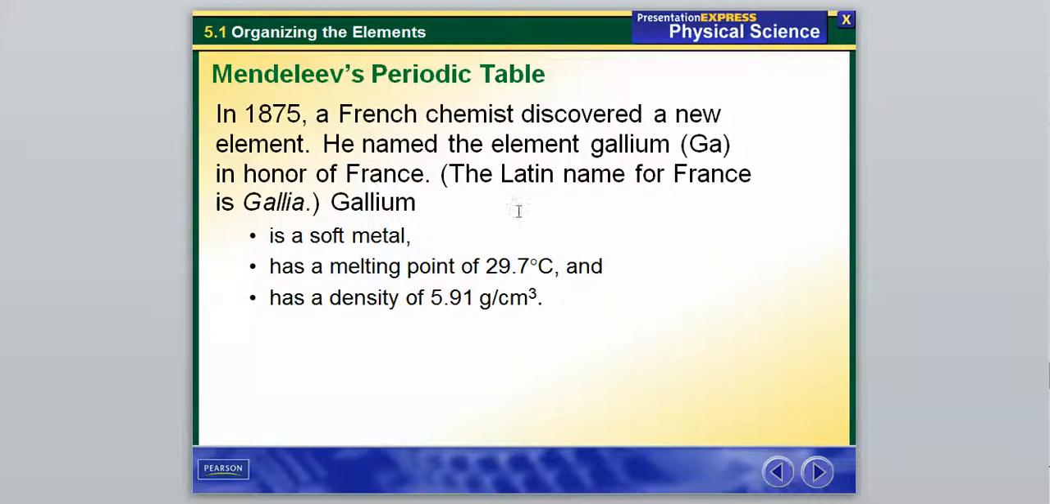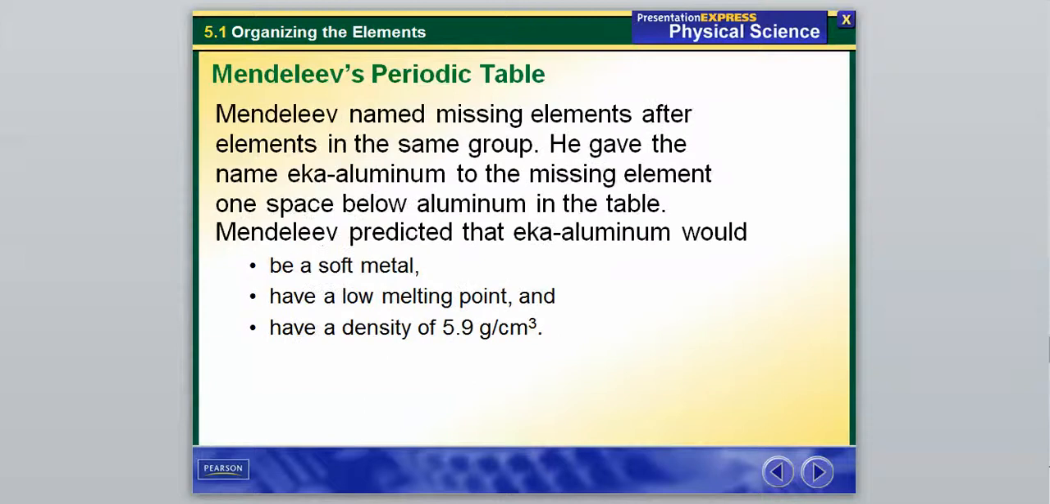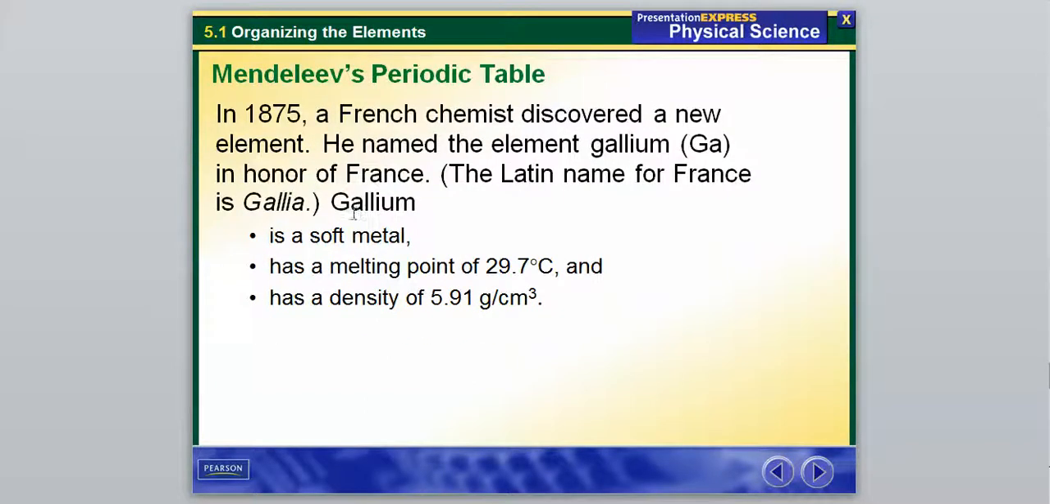And so in 1875, a French chemist discovered a new element, and he named it gallium in honor of France. The Latin name for France is Gallia. Gallium turned out to be a soft metal, has a melting point of 29.7 degrees Celsius, which is fairly low, and has a density of 5.91 grams per centimeter cubed. And when we look at the slide before, that's almost exactly what Mendeleev predicted. So this is a lot of strong evidence that the way Mendeleev had his table arranged was the correct way.